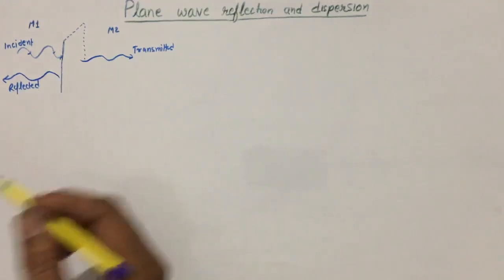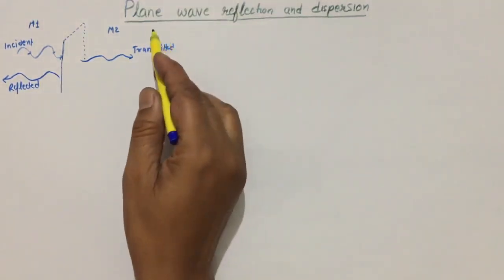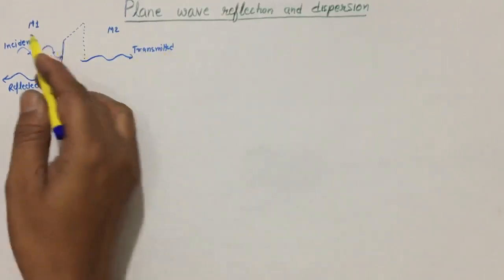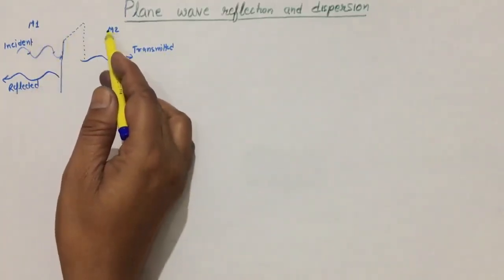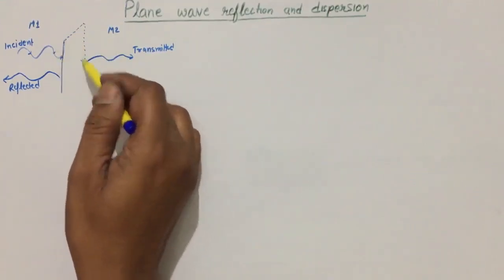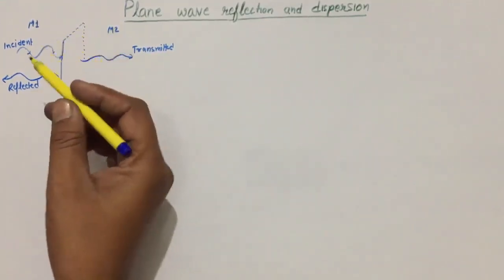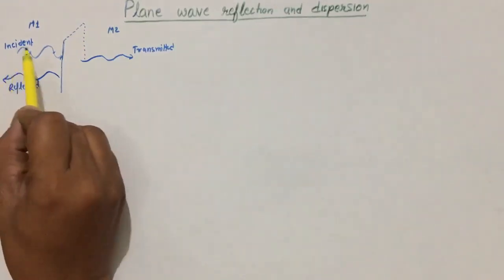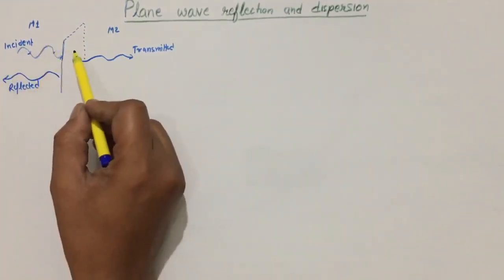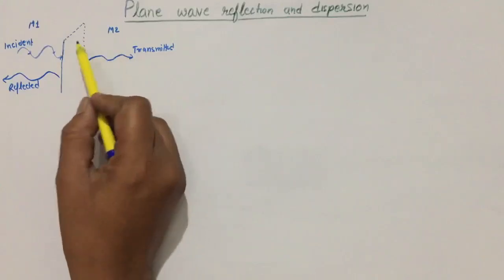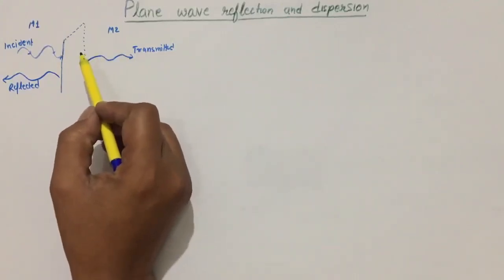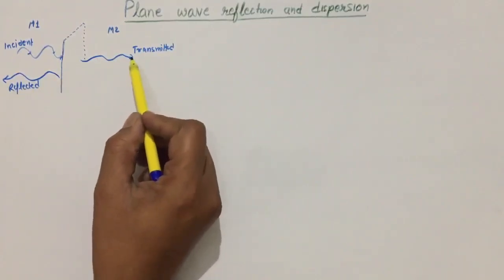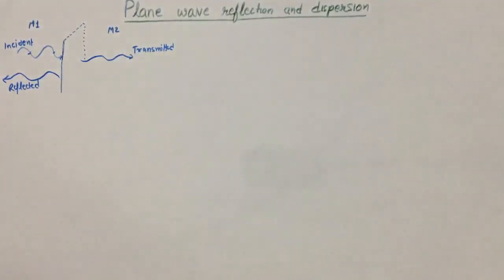Good morning, students. Today we will discuss a new topic, that is plane wave reflection and dispersion, in which we have taken two mediums, medium 1 and medium 2. This is the boundary of these two mediums. When a plane wave propagates from one medium, it meets a different medium, it is partially reflected back and partially transmitted to the other medium.